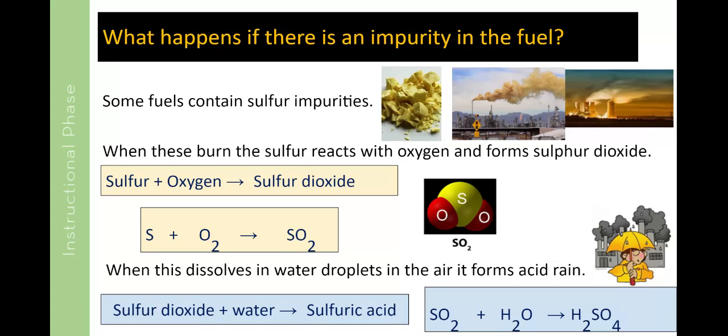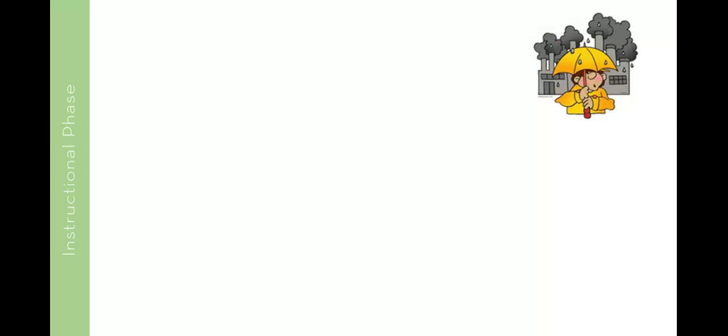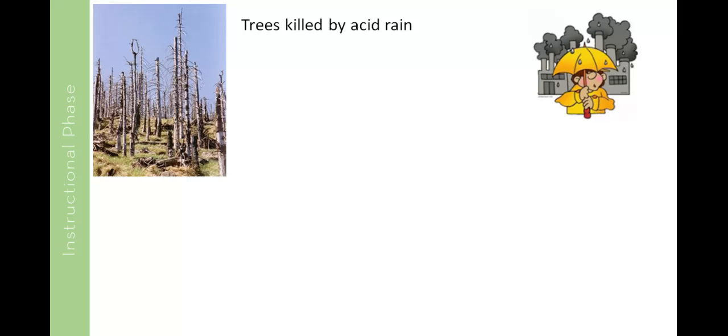However, if items and objects are left out in the elements, in the wind, in the rain, and outside over long periods of time, then acid rain can have negative consequences. So, over longer periods of time, it can turn soil acidic and damage any plants growing in that soil. It can also damage the leaves on trees as well. So, acid rain can actually kill trees. Now remember, this happens over a longer period of time, so it doesn't happen instantly.